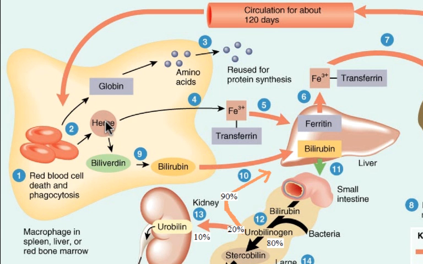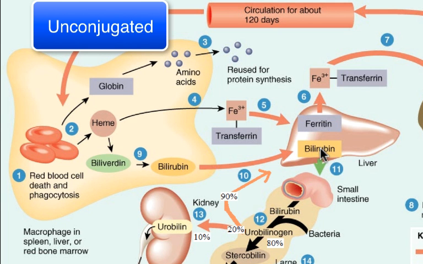So what are we going to do with the porphyrin ring? We're going to change the porphyrin ring first to a pigment called biliverdin. Inside the macrophage, biliverdin is going to change to bilirubin. This bilirubin is not water soluble. Bilirubin is going to attach to albumin, and albumin is going to bring bilirubin into the liver. Bilirubin cannot be inside the water by itself because it's not water soluble. This bilirubin, which is not water soluble, is called indirect bilirubin, or unconjugated bilirubin.